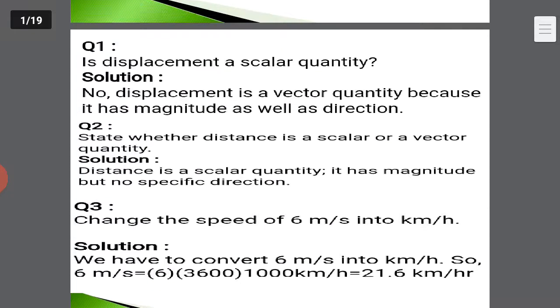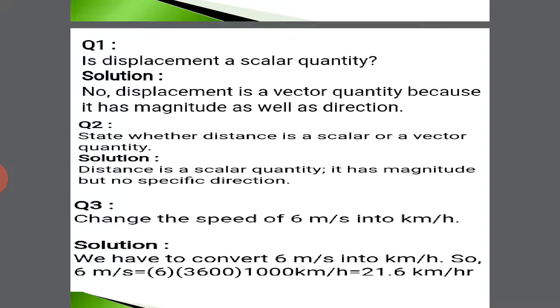Question 1, you can see, is displacement a scalar quantity? Try to remember the definition of displacement and what kind of quantity we studied it as. Okay, no, displacement is a vector quantity because it has both magnitude as well as direction.